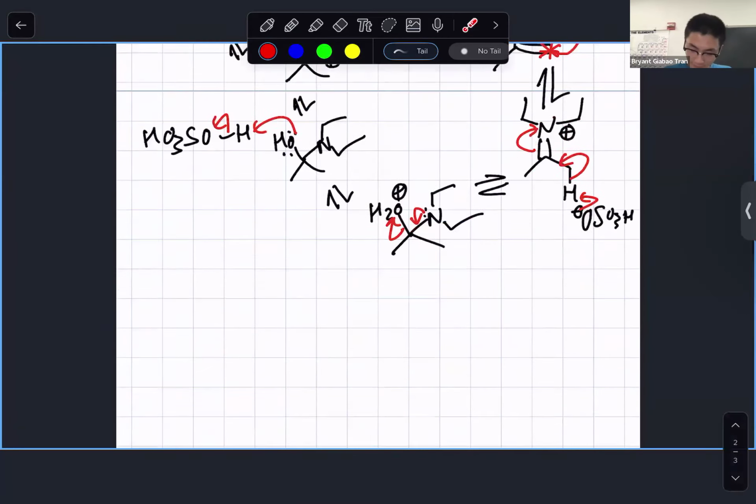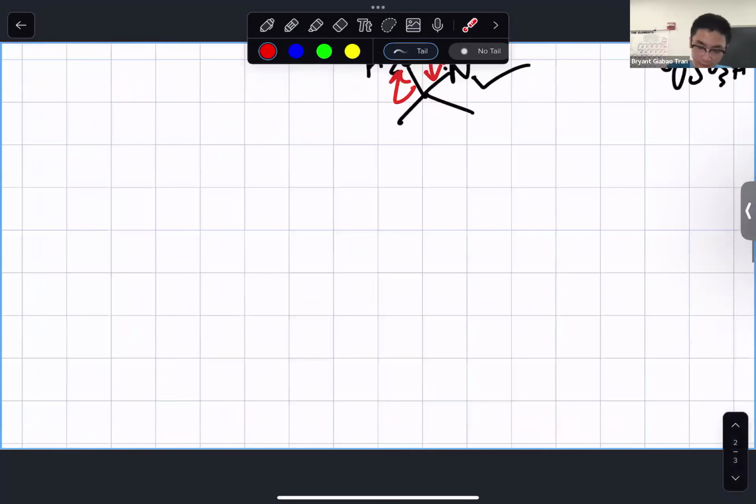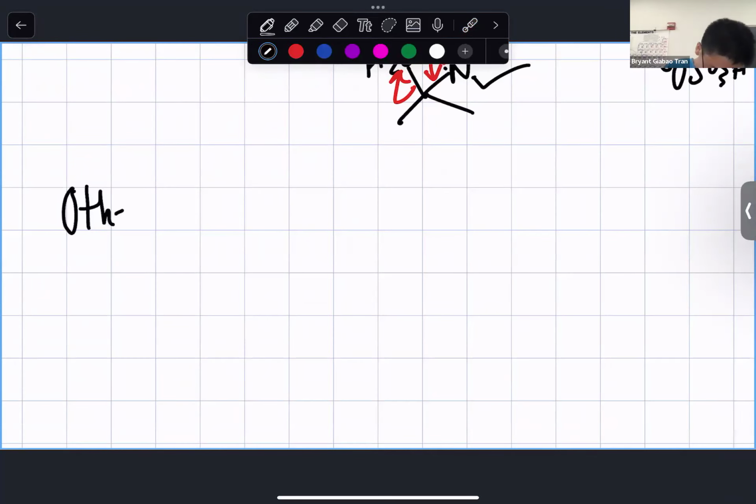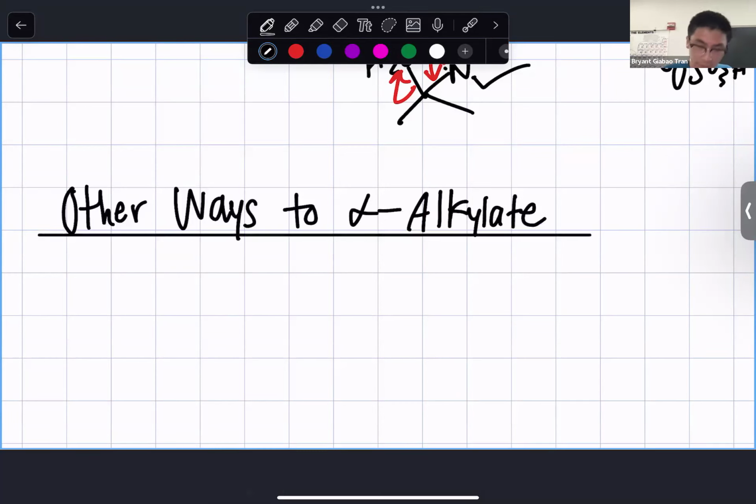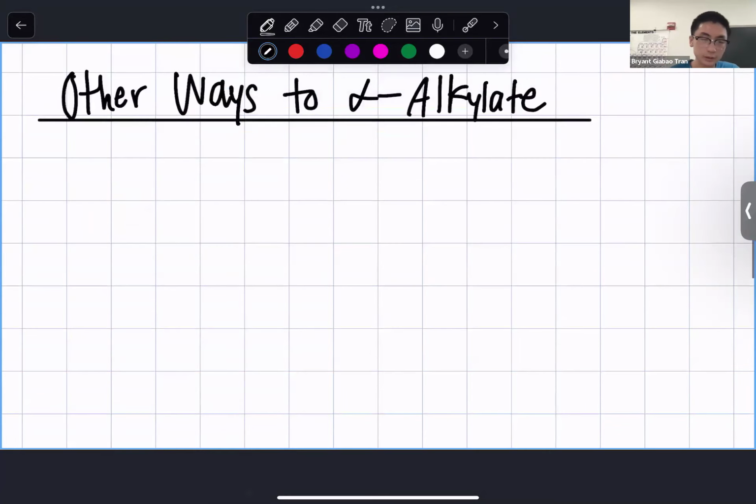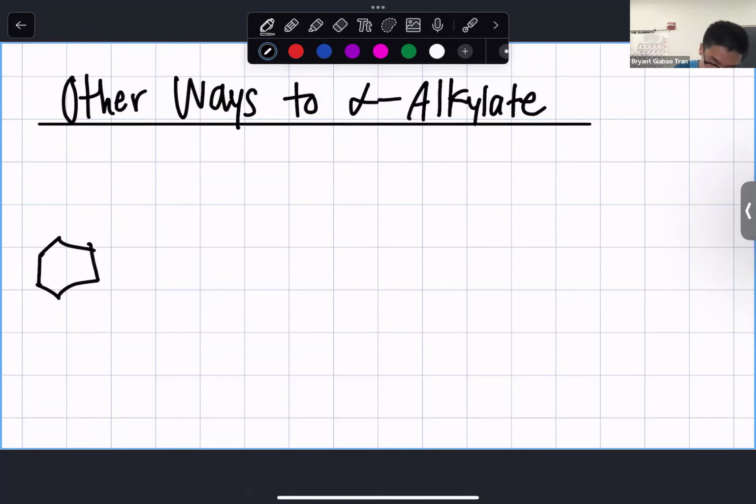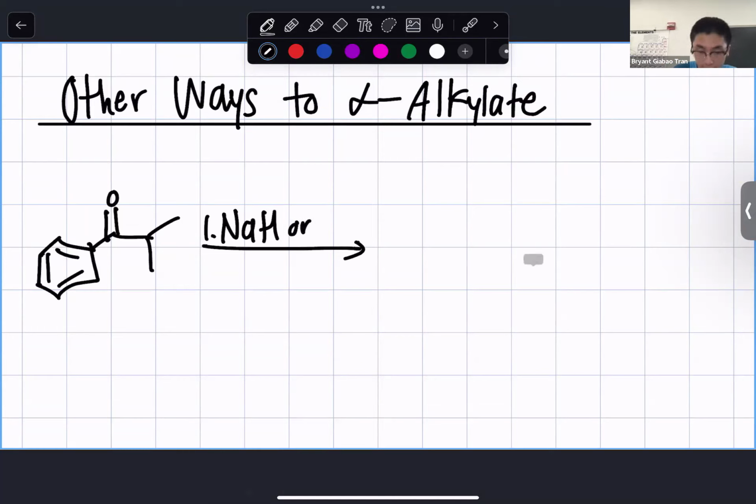Okay, so let's look at other ways to alpha alkylate. We could alpha alkylate using the enolate instead of the enamine. So let's say we have this ketone here and some kind of strong base in the first step, like NaH or LDA. And in the second step, we have some kind of haloalkane.